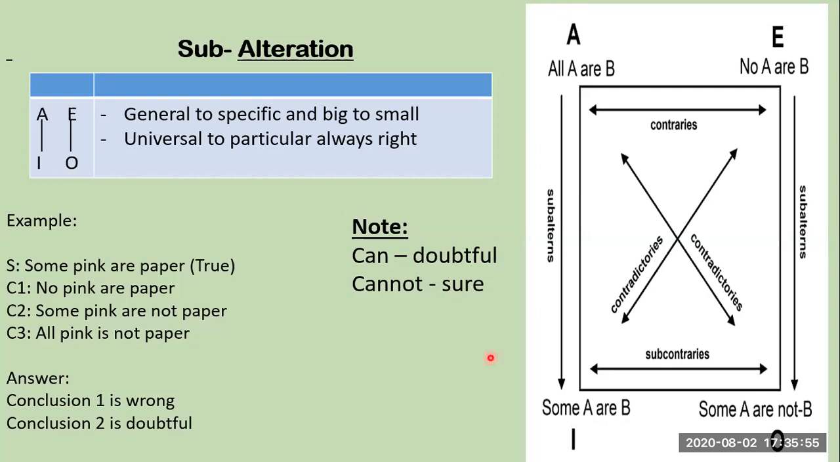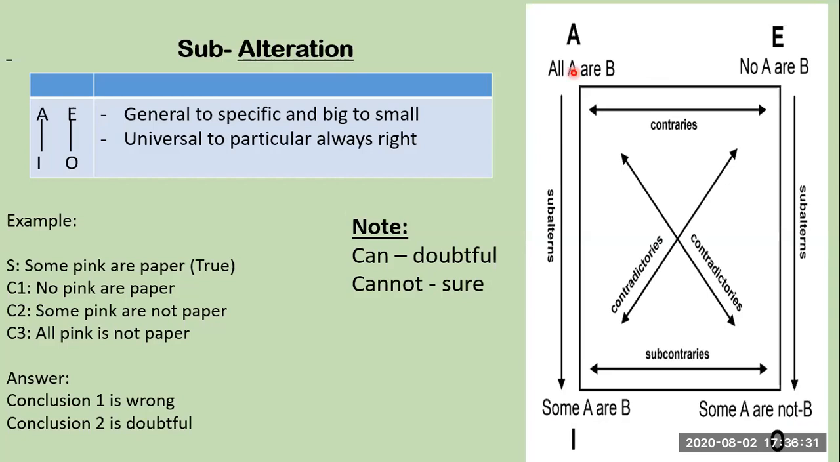So we'll see how it flows in the question. Sub-alteration means A and I, E and O. General to specific, big to small. A is very big and some is the smaller one. And again, no is big and O is the smaller one. A and E are general, and I and O are specific, some and some not. And in your exam, they'll pose questions like this also.